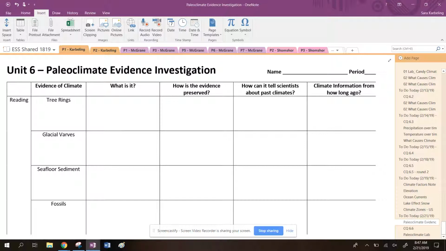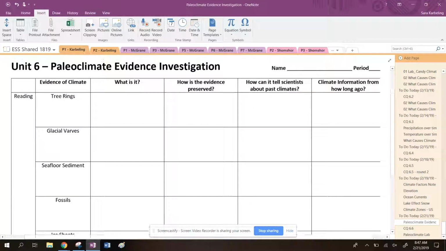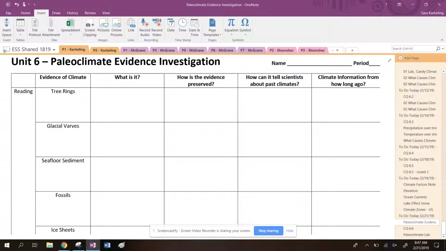Okay. So there are 5, 6, 7 different types of data that we can collect to find out evidence on climate. Five of them are in the reading that you did or that you will do. You need to tell me what kind of thing it is, physically, what is it? How was it preserved? Because we're talking about historical. How does it tell scientists about the climate? And then how far back can it go? Does it go back thousands of years or millions of years? So we can compare them later.